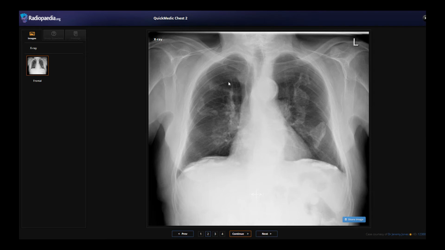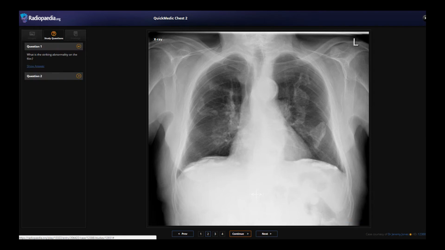And if we look at the history, this man presented with short of breath and productive of sputum. What is the striking abnormality in this film? And I think we've already answered that. So there's bilateral geographic pleural calcification. So it looks like a geographical landmark sometimes, calcification.